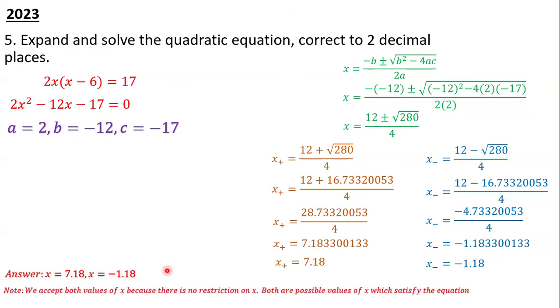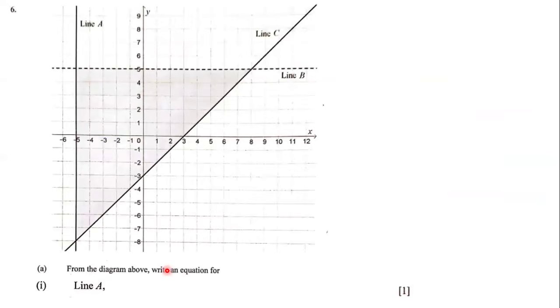Okay, so next, let's move on. For number 6, they tell us from the diagram above, they want us to write an equation for line A. If we notice here, this is line A, and the equation for line A is going to be x is equal to negative 5, because this is a vertical line that passes through negative 5.